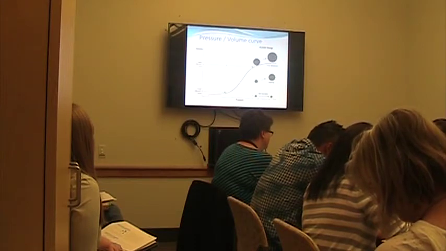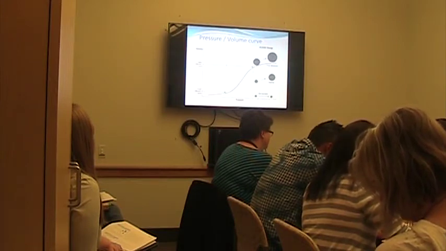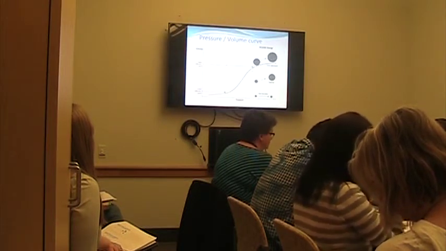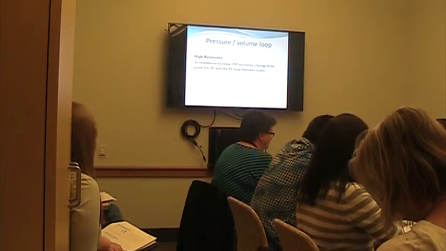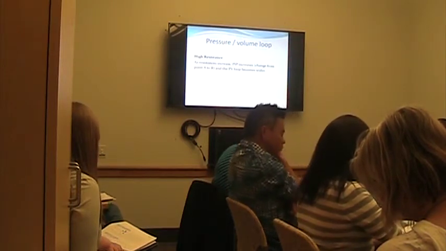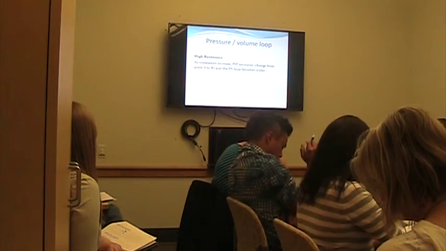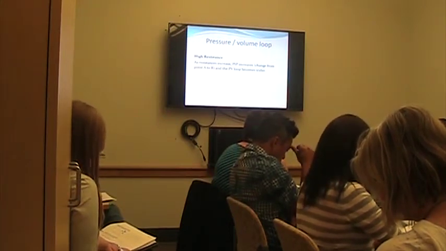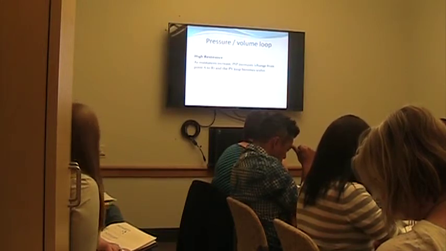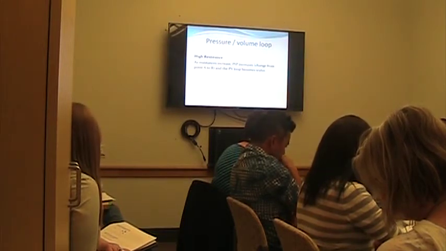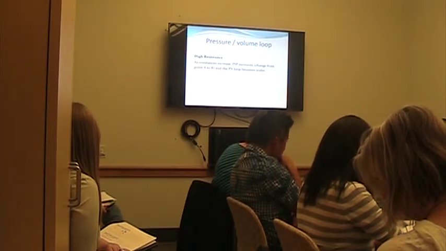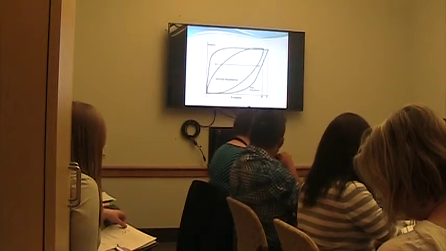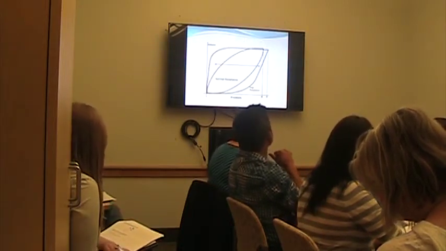There's also a pressure volume loop on the next slide. So the next slide on your handout, past this one, has a pressure volume loop. And this is a loop that reflects high airway resistance. As the airway resistance increases, your PIP increases, and there's a change from point A to point B as the loop becomes wider. So here we have an increase in pressure.